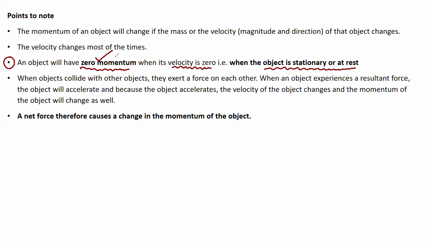So it's important to know under what conditions we are dealing with zero momentum. For your level, zero momentum is found when the velocity is zero, ultimately when the object is stationary or at rest. These words, stationary and rest, are useful in questions because they give you an indication that whatever object you are dealing with is not moving. Velocity zero, momentum zero.